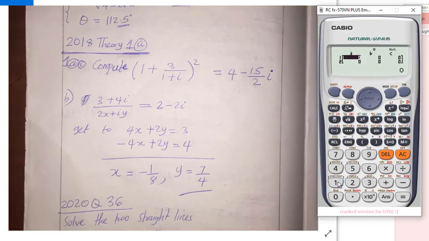But I'm talking about simultaneous now, so I'll press 1 for 2 unknowns. You can see it's asking me. So this is equation 1. The coefficient of x here is 4. Press 4, equals.